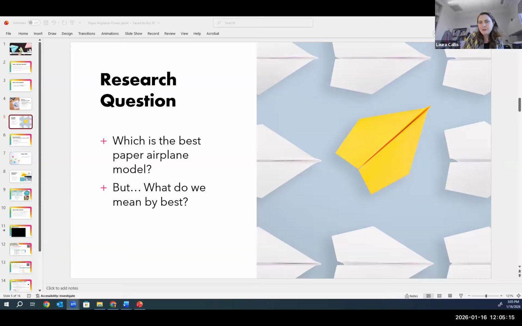Ooh, so many good ideas. Nice. So some people say fly the highest, some people say fly the longest, some people say fly straight. That's a good one. Longest time of flight, so it spends the most time in the air even if it doesn't go very far, maybe. A straight line. Awesome. These are all different variables. These are all different ways that we could define our outcome variable.